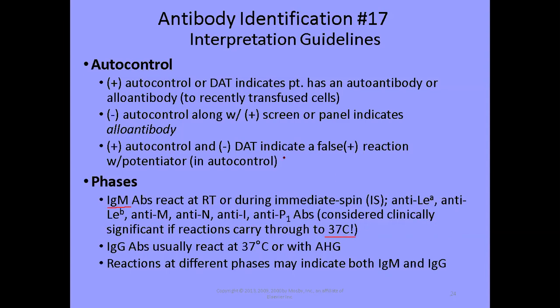So what does this mean? Maybe when we do our immediate spin testing, they're testing like 2+. And then maybe when we move to 37 degrees, if they carry through to 37 as a 1+ or a plus weak, then we have to consider that they could potentially have an impact on a transfusion because they're reacting at human body temperature. IgG typically reacts at 37 or with AHG, and reactions at different phases may indicate somebody has both IgM and IgG classes.